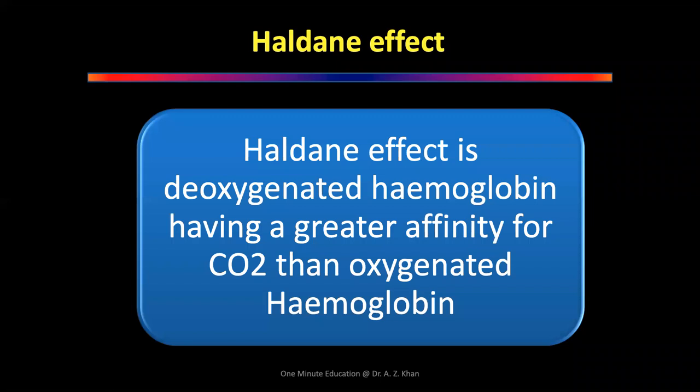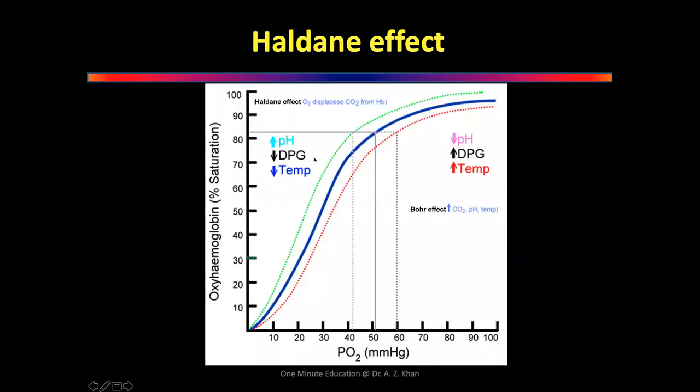Haldane's effect is deoxygenated hemoglobin having a greater affinity for CO2 than oxygenated hemoglobin. So it's very simple. And this is what causes the shift of the oxygen dissociation curve to the left. So very important. This is called Haldane's effect, where oxygen displaces CO2 from the hemoglobin.